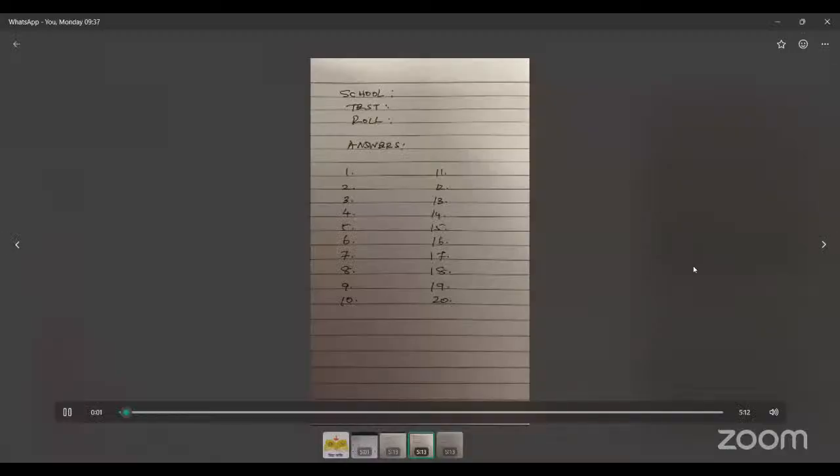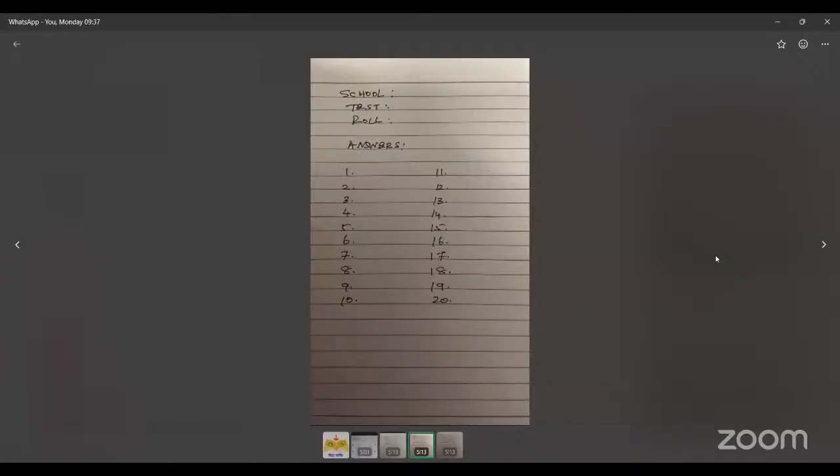Welcome to Vidya Shakti MCQ answering system. This is a handwritten answer sheet.